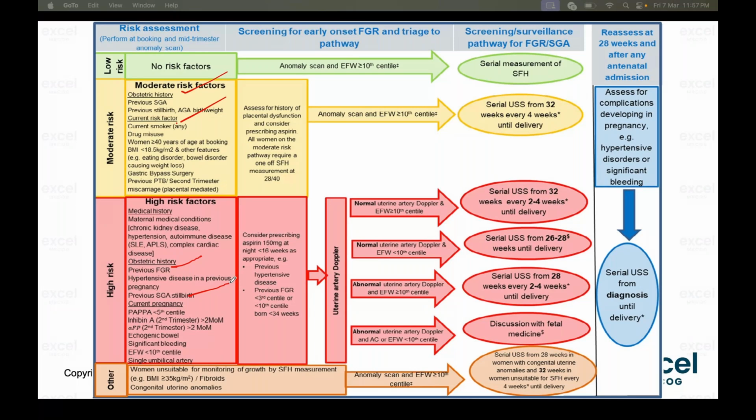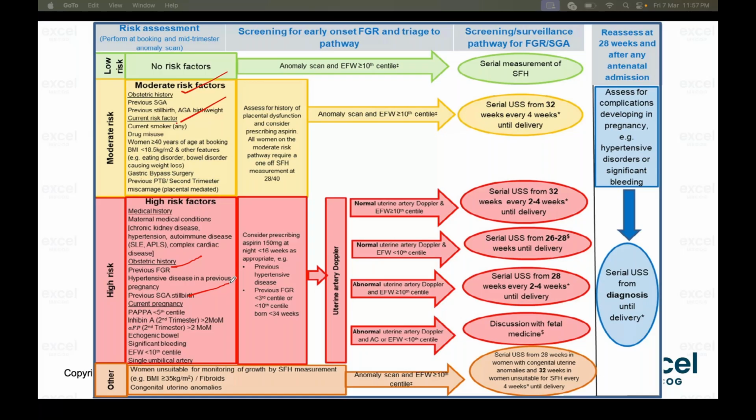If they are drug abusers, those who are more than or equal to 40 at booking, BMI less than 18.5, and there are other features of eating disorder, bowel disorders, etc. It's not just enough to have BMI less than 18, it is BMI less than 18 and other abnormal problems. And when there is gastric bypass surgery, all these things are similar. So BMI less than 18 with eating disorders. Gastric bypass surgery will also cause an eating problem.